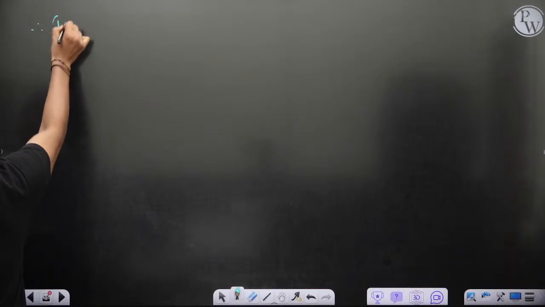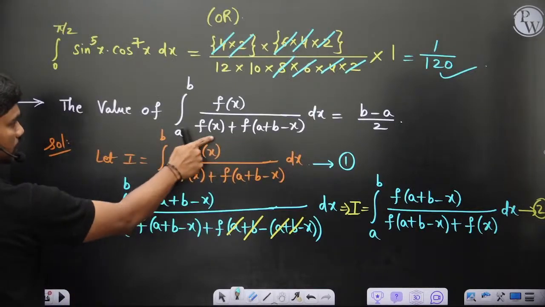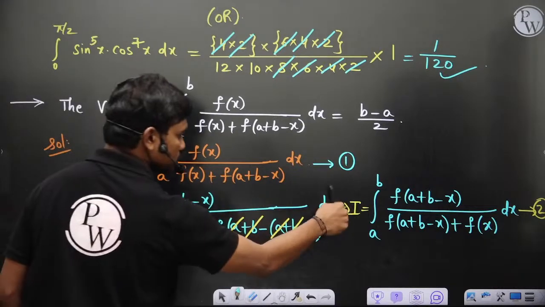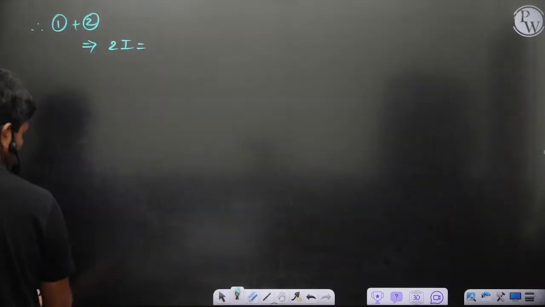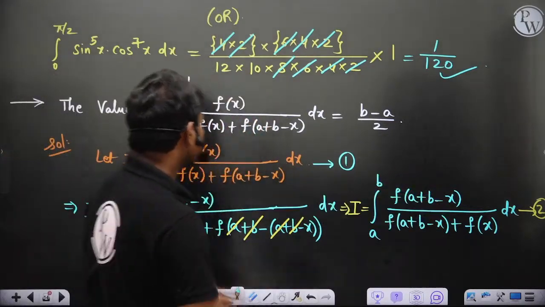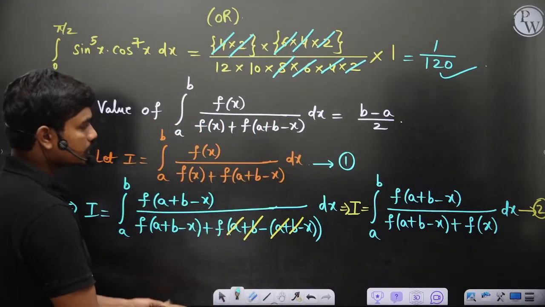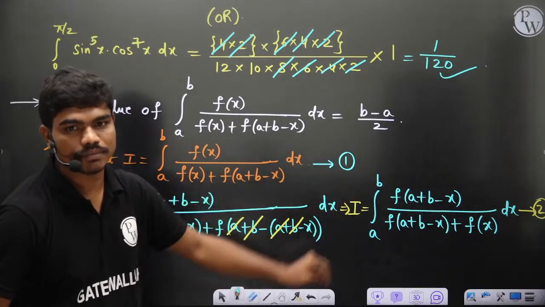Therefore, adding 1 and 2, what is the LHS in this first equation? I is the LHS. In the second equation also, I is the LHS. So I plus I is 2I, equal to, now when you add the right hand sides, if you look at this integration and this integration, the integrating variable is the same, x, and the limits of integration are also the same.